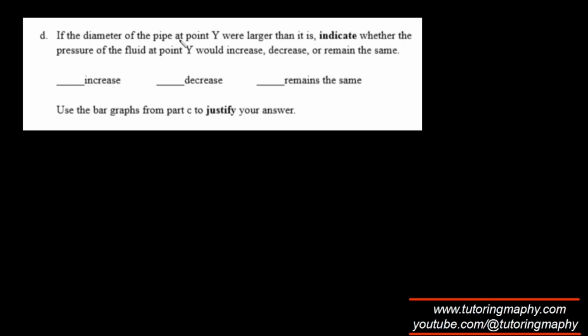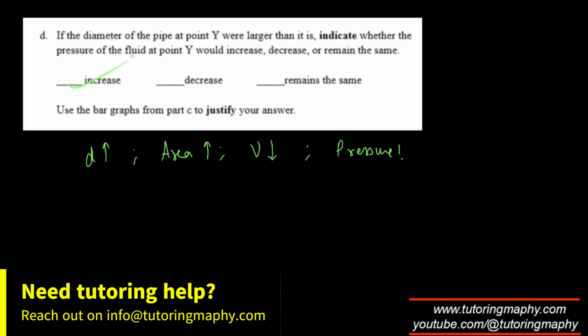Finally, they are saying that if the diameter of the pipe at point Y were larger than it is, then indicate whether the pressure of the fluid at Y would increase, decrease, or remain the same. That's a very popular question, actually. Whenever the diameter increases, the area will also increase, right? And as per the equation of continuity, the velocity will decrease. And wherever we have less velocity, we have more pressure. So pressure is actually going to increase at this particular position. So our answer will be A. That's one way to do it.